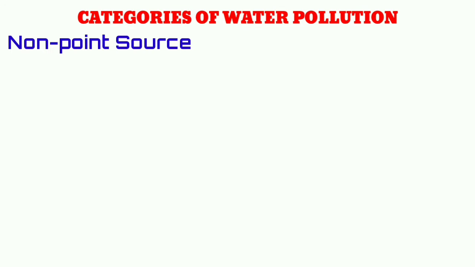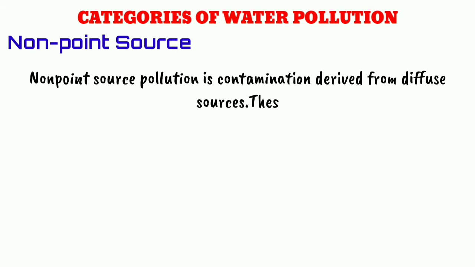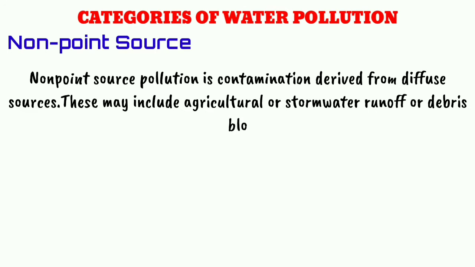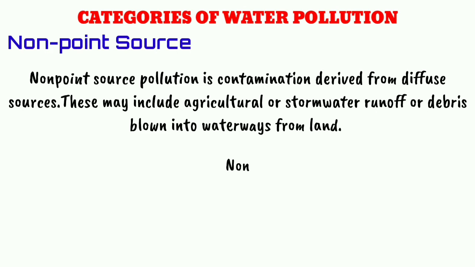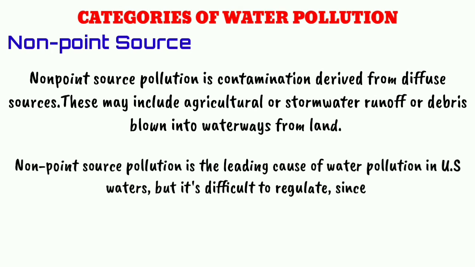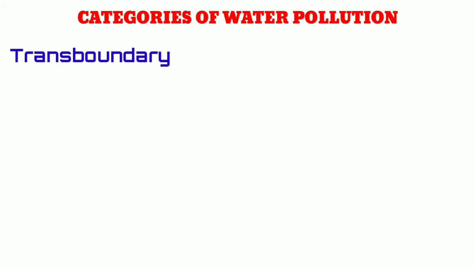Non-point source. Non-point source pollution is contamination derived from diffuse sources. This may include agricultural or stormwater runoff or debris blown into waterways from land. Non-point source pollution is the leading cause of water pollution in U.S. waters, but it's difficult to regulate since there's no single identifiable culprit.